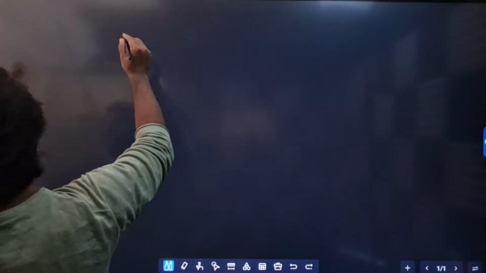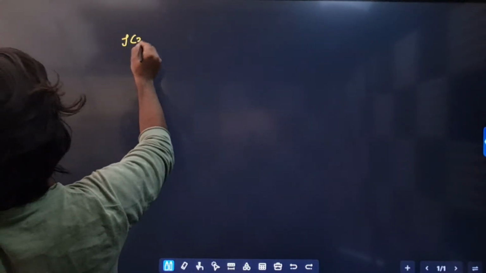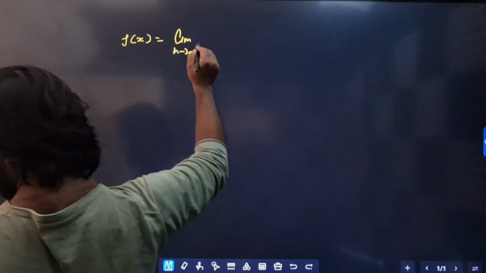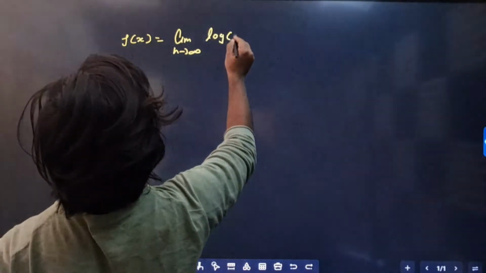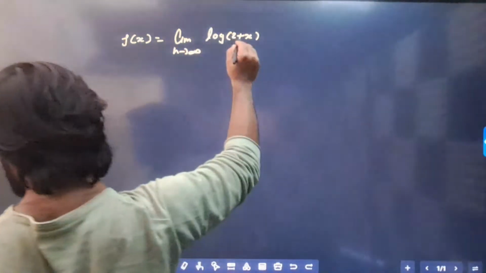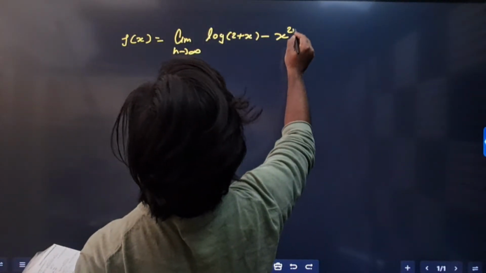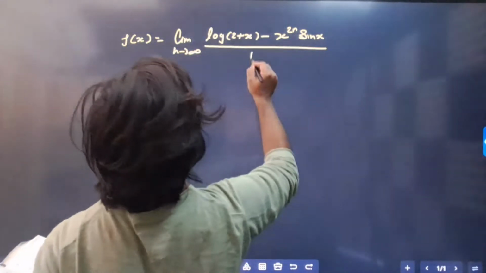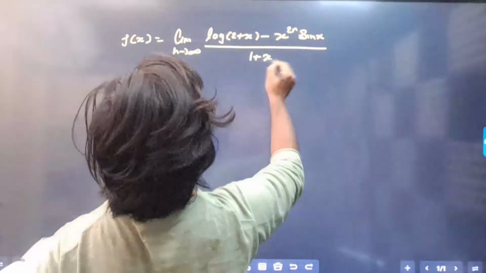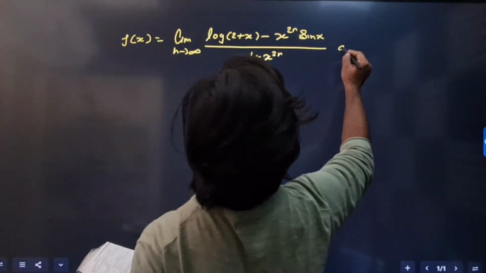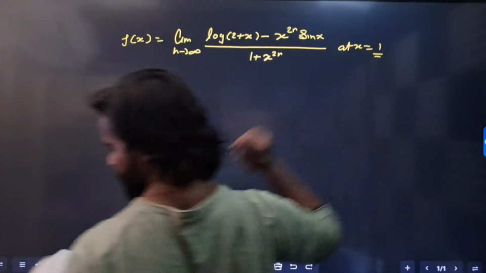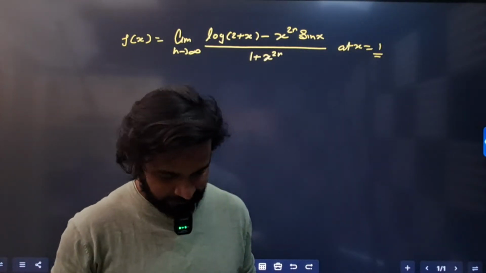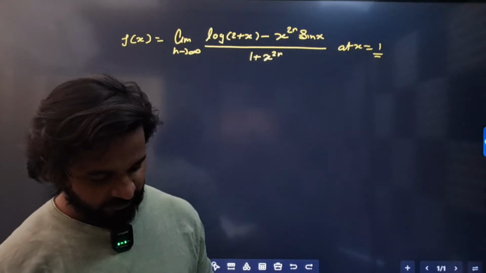So the question is: discuss the continuity. f(x) is equal to limit n tends to infinity of (log(2 + x) - x^(2n) sin x) divided by (1 + x^(2n)), at x equal to 1.